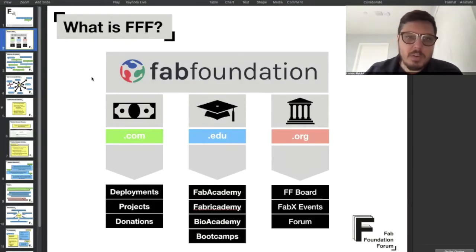So why did we start this initiative? Why are we interested in the Fab Foundation Forum? As some of you may know, the Fab Foundation has three main axes, three legs that it stands on. One is a .com. That's how the Fab Foundation gets funded, and that's through deployments, setting up labs for institutions that want to use our expertise to do that, the procurement services that we offer. We then have a series of projects that we do, a lot of them here in the US, working with corporations and designing programs and running programs for them, and then the donations.